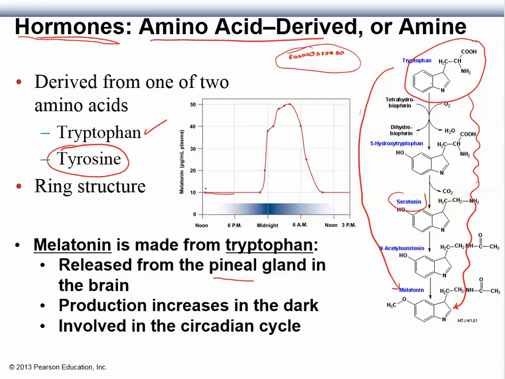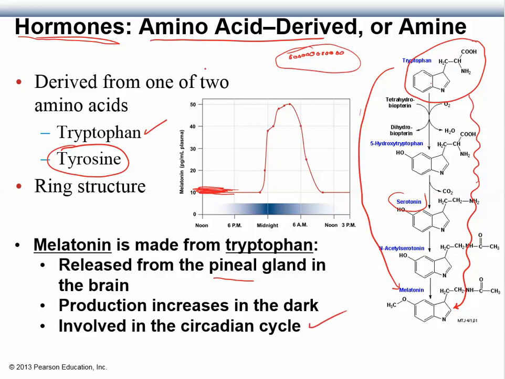So it's kind of down here at a fairly low level. And then when it starts to get dark, the production of melatonin increases, okay? So it increases, and then when you wake up, the melatonin levels start to decrease. So it's involved in the circadian cycle, okay?